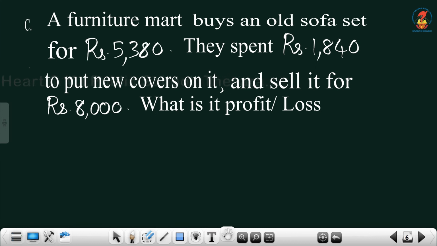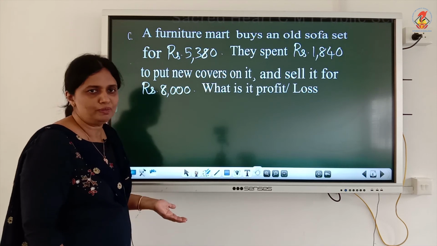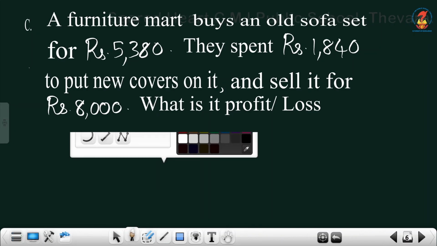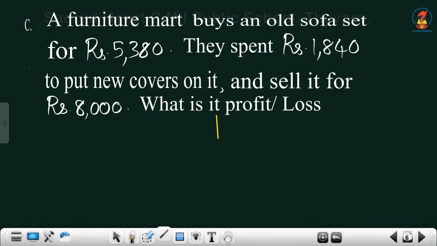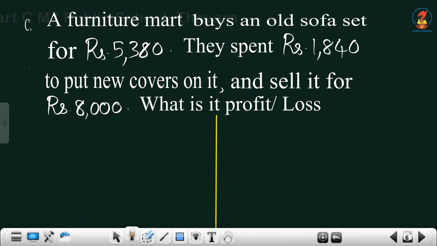Then next one, a furniture mart buys an old sofa set for rupees 5380. They spent rupees 1840 to put new covers on it and sells it for rupees 8000. What is his profit or loss? Here we don't know profit or loss. First we need to find what? Which one is given in the question? CP is given in the question, CP is what?